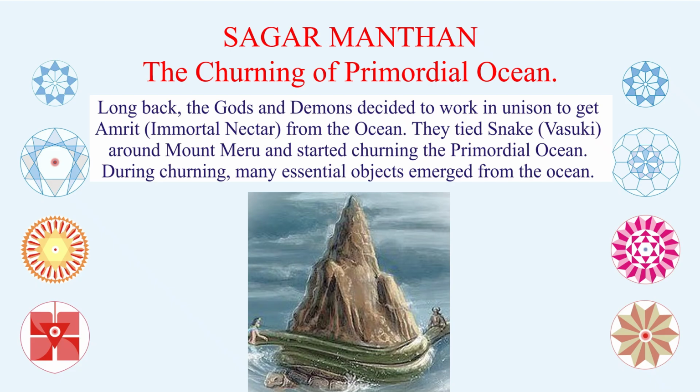During churning, many essential objects emerged from the ocean step by step. Today, whatever knowledge we have in the world all came from the ocean only. Ocean is the source of everything, including knowledge at every level. Even the churning of water in the ocean in a cyclone is exactly like that. I think A to Z is ocean.